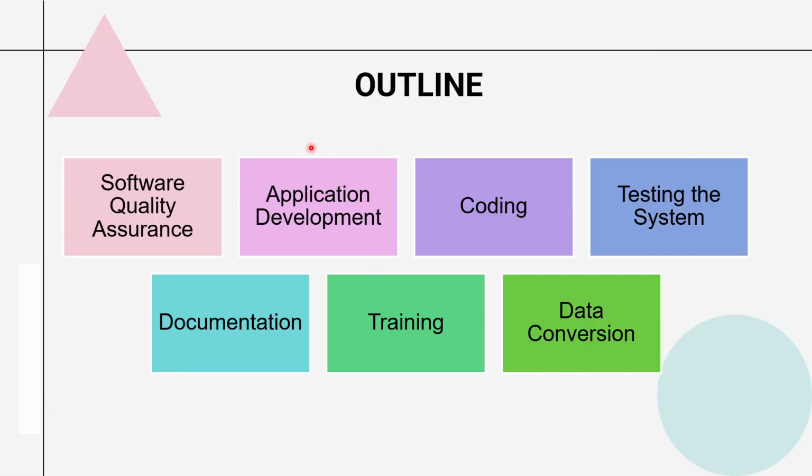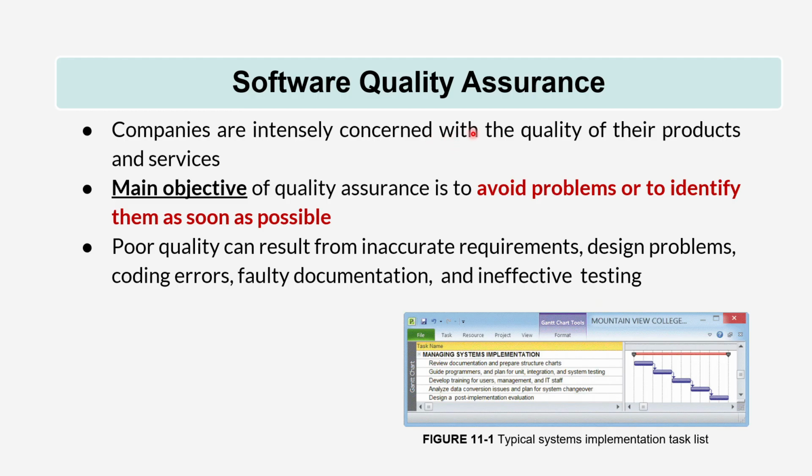Okay, so this is the outline for this topic: software quality assurance, application development, coding, testing the system, documentation, training, and lastly, data conversion. Okay, so moving on to software quality assurance.